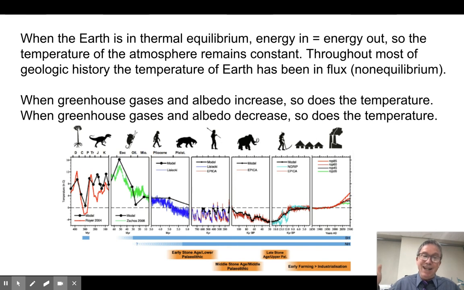Now, it never really does that. It's never really in thermal equilibrium for any significant amount of time. But if it is, then the temperature will stay constant. What we notice is that the temperature of the Earth's atmosphere has changed quite a bit over time, and we'll talk in a minute about how we know that.